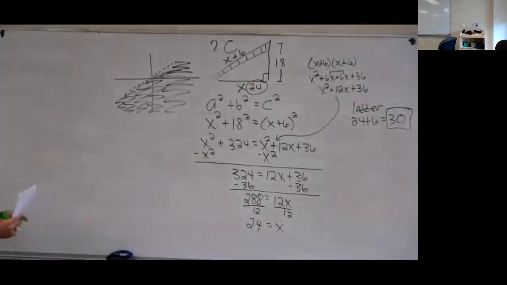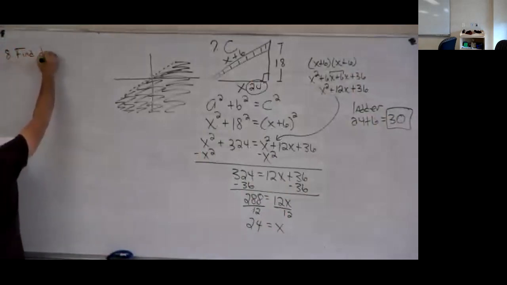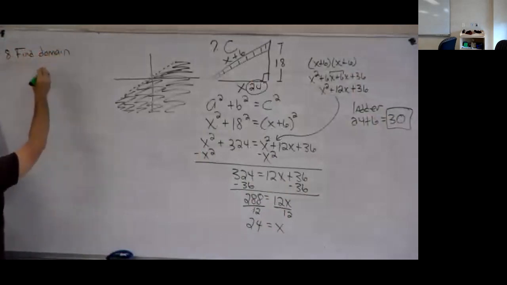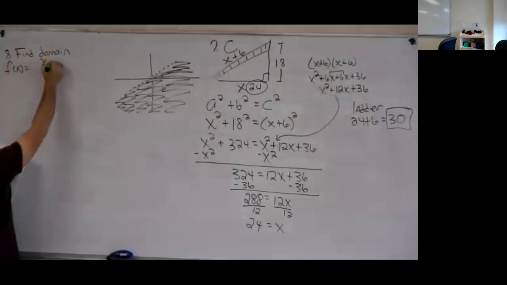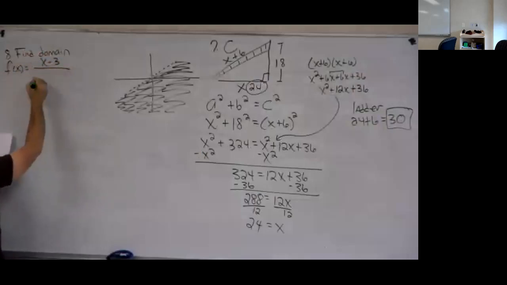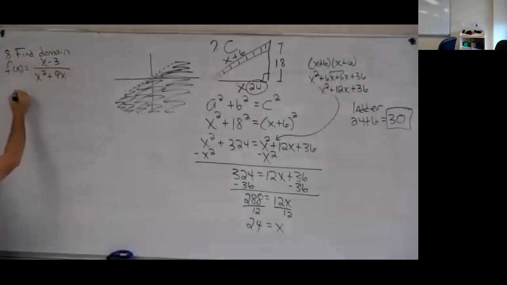And then you hit some domain, find a domain. So number 8, find a domain. We're given f of x equals x minus 3 over x squared plus 9x. So in your domains, you're only worried about the bottom of the fraction. So you're going to take the bottom of the fraction, and we said it could not equal 0. So you can use equal or not equals, it doesn't matter.